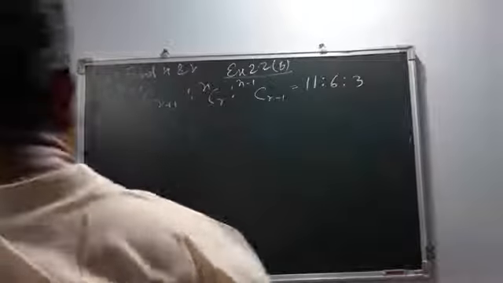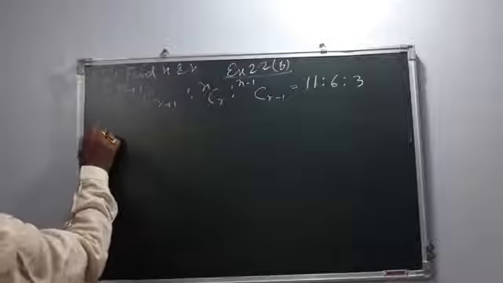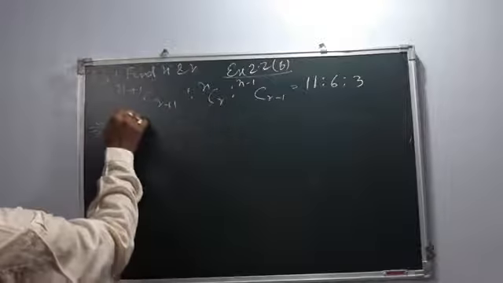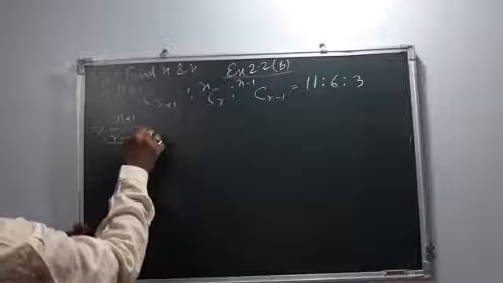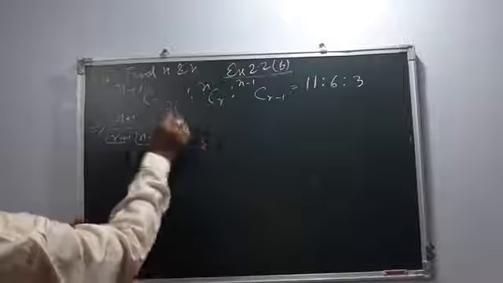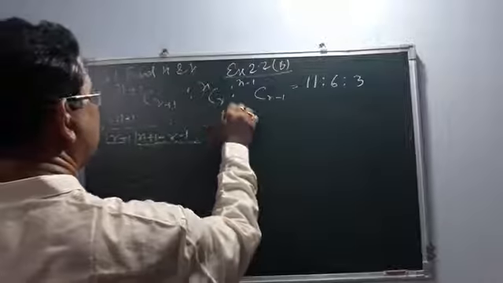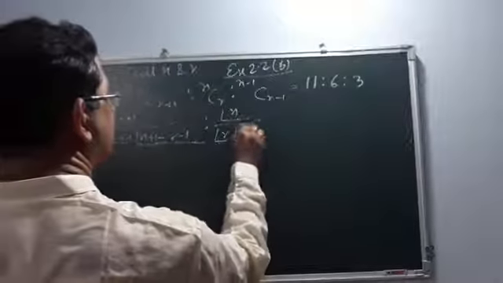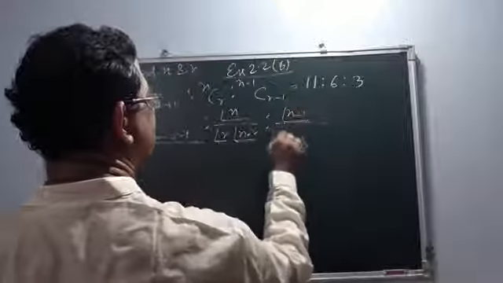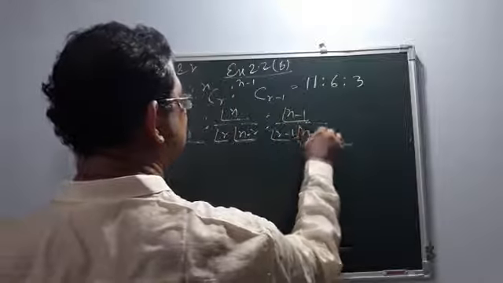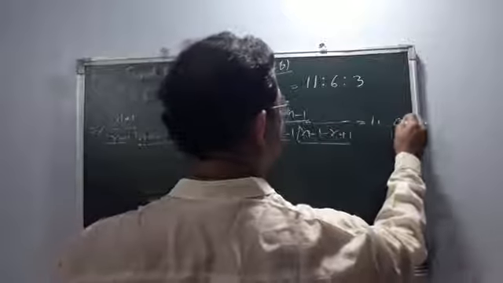Now how to do this sum? This ratio means that we can write it like this: factorial n+1 over factorial r+1 factorial (n+1)-(r+1), then factorial n over factorial r factorial n-r, and then factorial n-1 over factorial r-1 factorial (n-1)-(r-1), that is n-r, equal to 11 : 6 : 3.